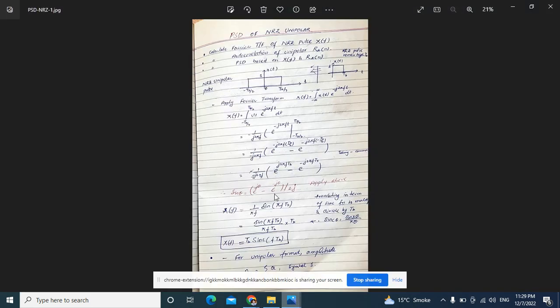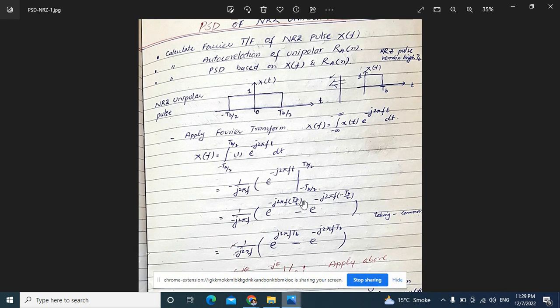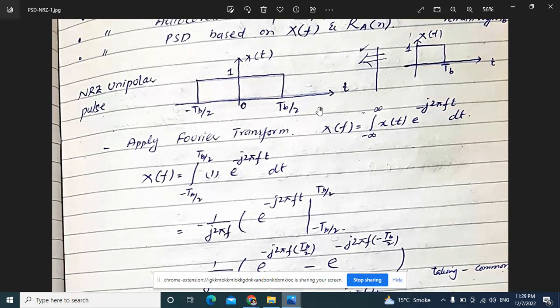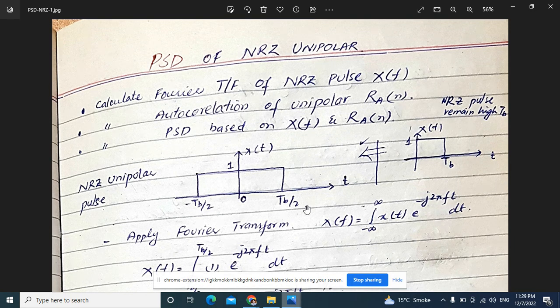In this session, we are going to discuss the power spectral density of a non-return to zero unipolar technique. Here, we will discuss a few more steps on how we can calculate the power spectral density. Before that, we need to know what the steps are.